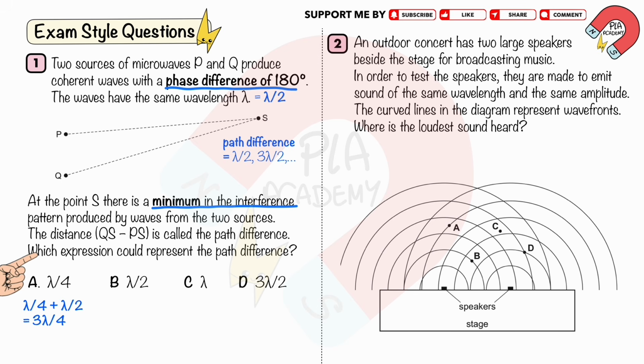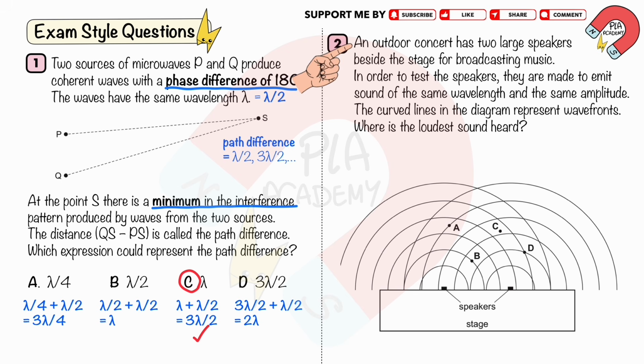This is incorrect. Choice B, the overall path difference equals 1/2 lambda plus 1/2 lambda equals 1 lambda. This is incorrect. Choice C, the overall path difference equals 1 lambda plus 1/2 lambda equals 3/2 lambda. This is correct. Choice D, the overall path difference equals 3/2 lambda plus 1/2 lambda equals 2 lambda. This is incorrect. Exam style question 2.